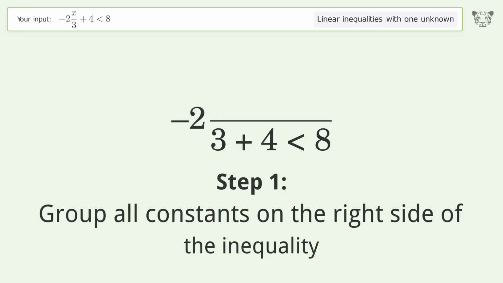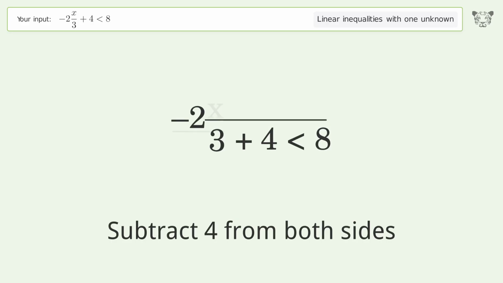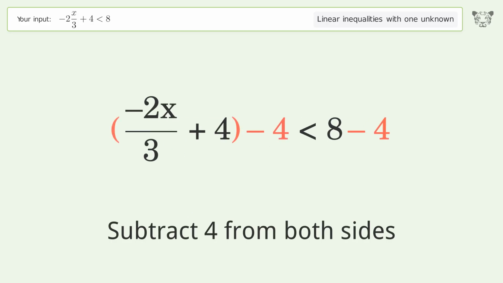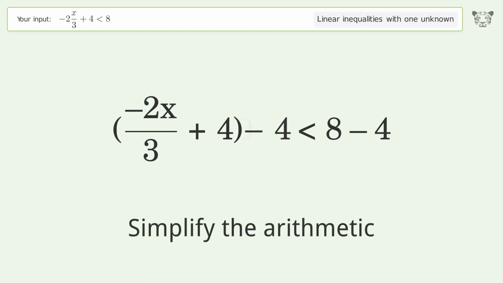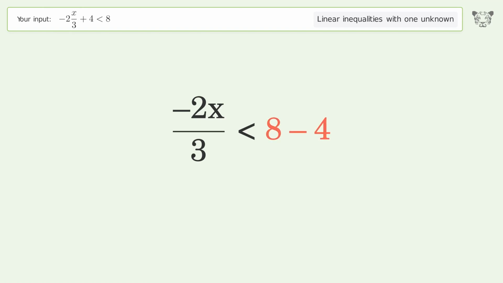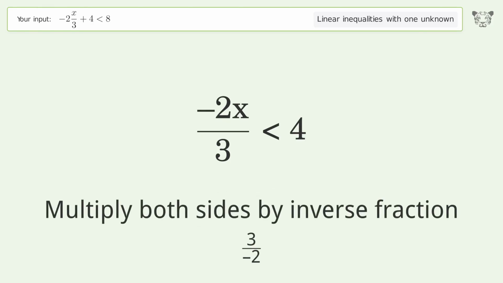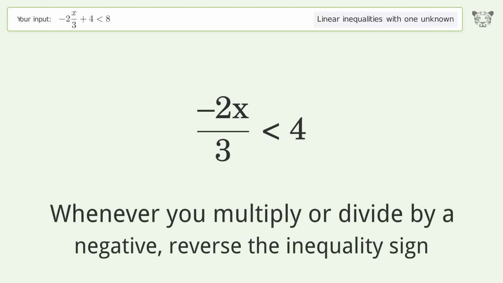Group all constants on the right side of the inequality. Subtract 4 from both sides. Simplify the arithmetic. Isolate the x. Multiply both sides by inverse fraction 3 over -2. Whenever you multiply or divide by a negative, reverse the inequality sign.